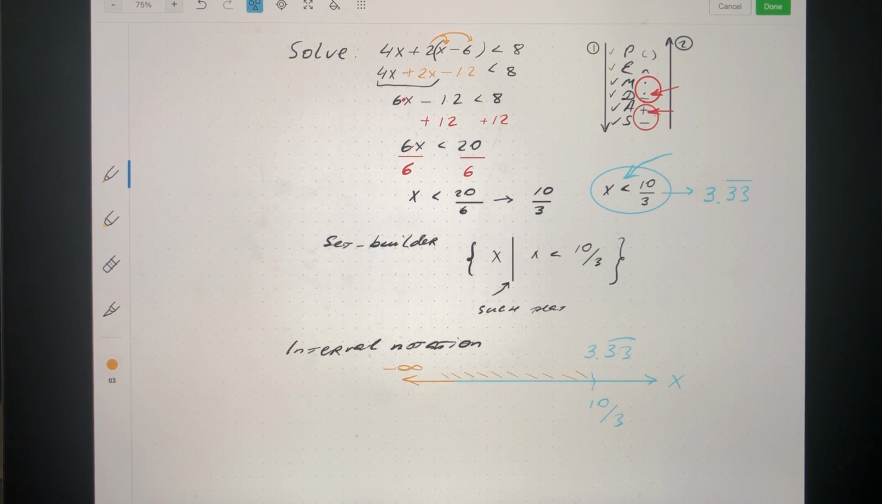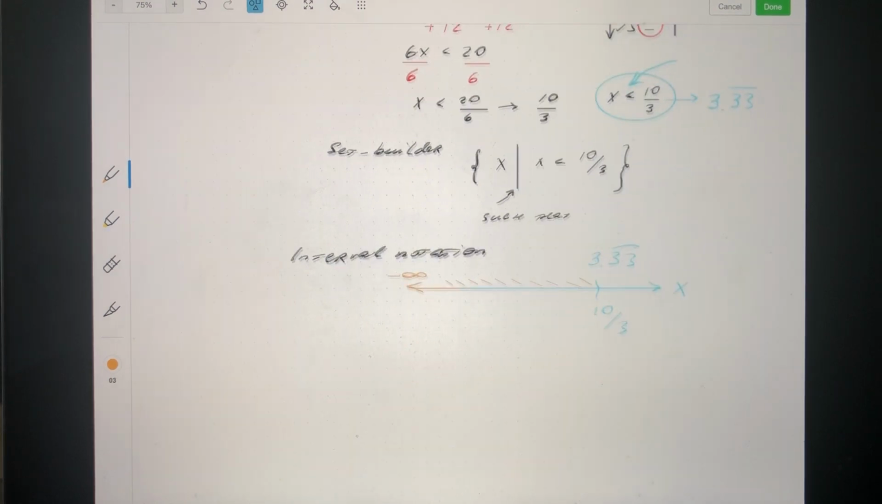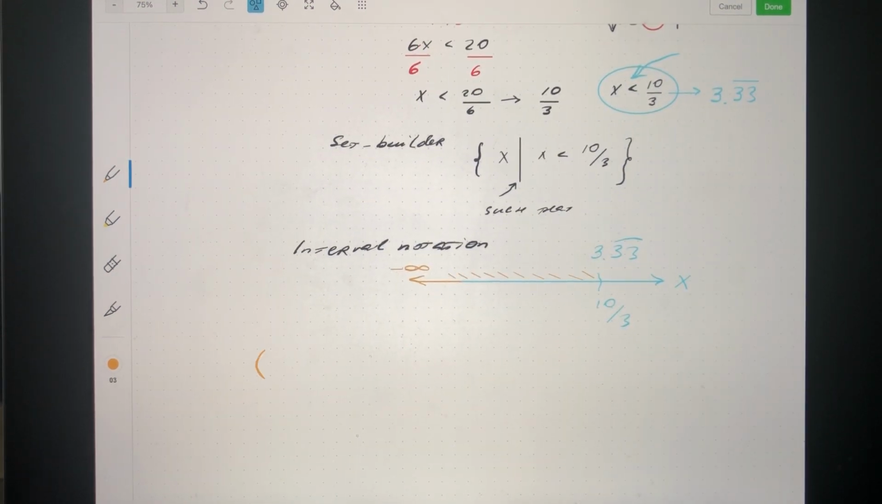So to write interval notation, we use either parentheses or brackets. The parentheses are used if we have less than, greater than, or infinity, because parentheses mean that we do not include the answer.